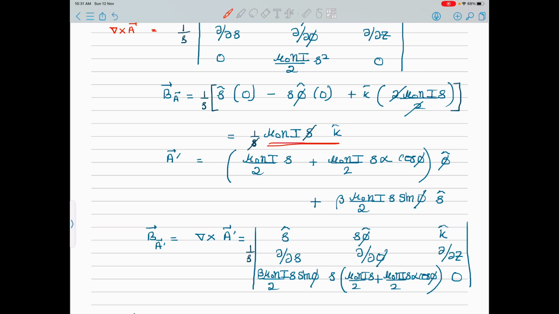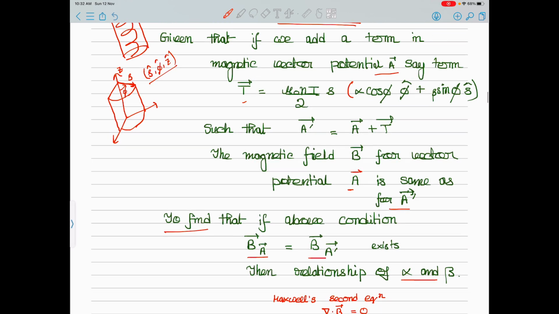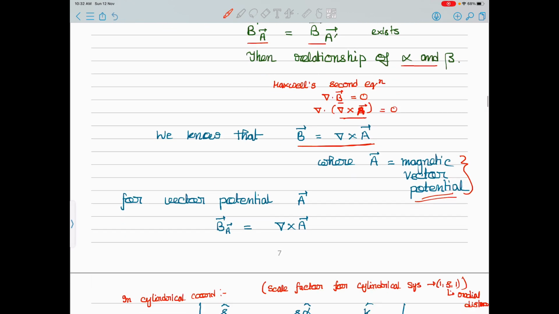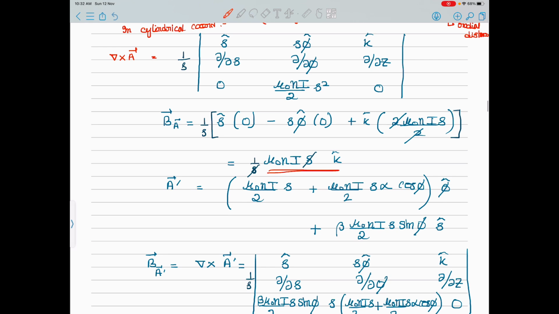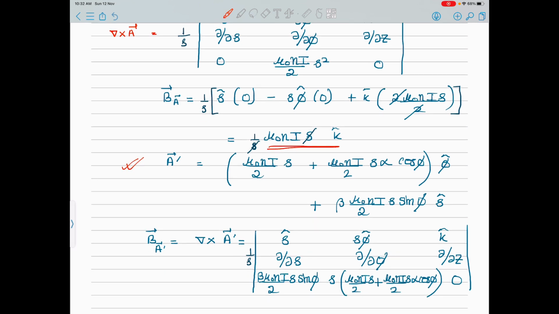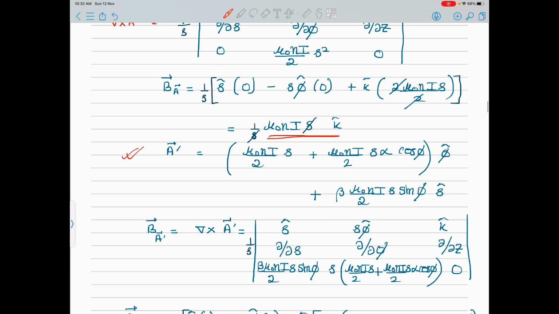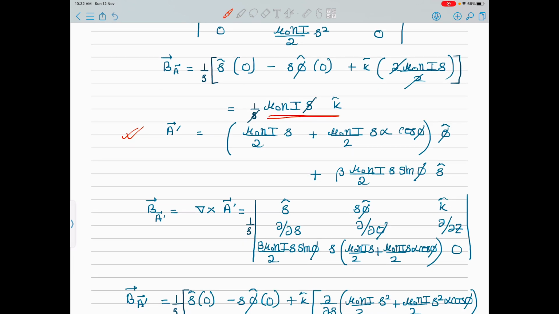Fine. So this is valid. Now A dash is when we add some extra term. So from A, if we add the extra term t, which I have written here, we get this as A dash, the new vector potential. This is now not only in the phi cap direction, but also in the s cap direction. So it has a component in s cap as well as phi cap, unlike the earlier one where it is only in phi cap.